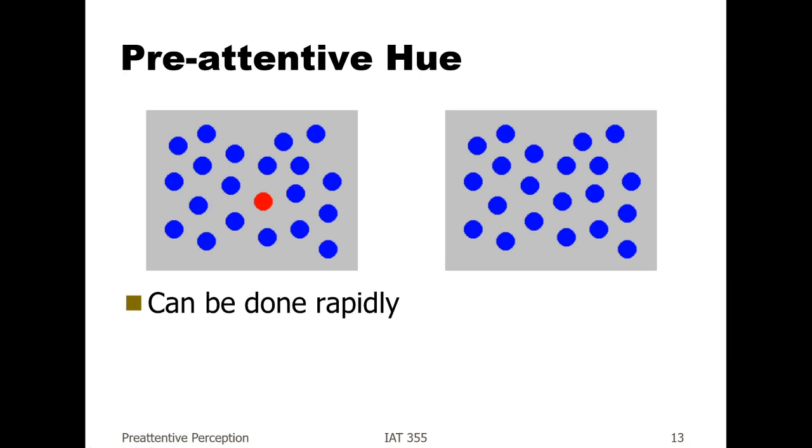So this kind of thing can be done very rapidly, as we also saw with the field of 3s a few slides back. It can be done rapidly because we can name the target that we're looking for, and it's easy to visually distinguish red from blue. It's a fundamental property of the dots in this scene.